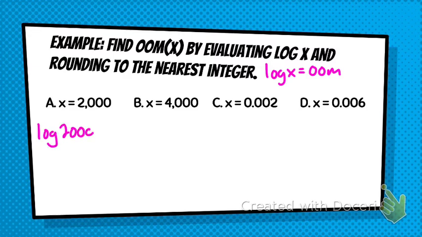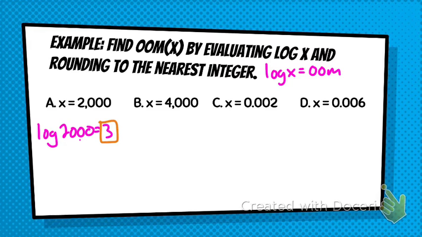So the log of 2,000 is equal to, I'm going to type this into my calculator. I'm not going to show it up here, but that's 3.301, blah, blah, blah. I just need to round that to the nearest integer, and I would say that that's 3. So the order of magnitude for the log of 2,000 is just 3.